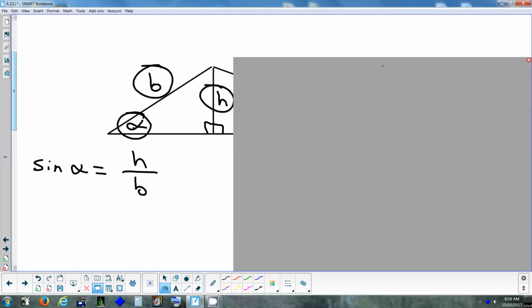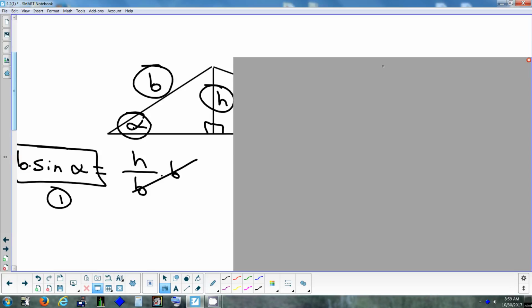I just need to get the B on the other side. So Emily, how do I move the B over to the other side? Multiply it. Yeah, multiply by B. Multiply by B. And there's a formula for H. The height of that triangle is B times sine of alpha. Okay, and I'll call that box 1. Any questions on that?